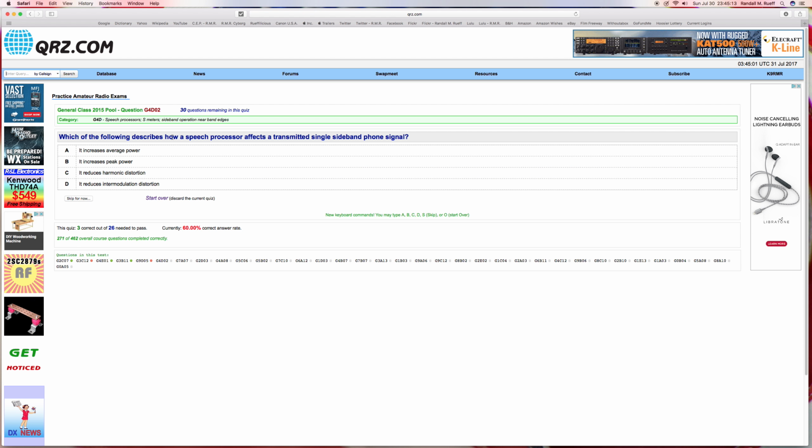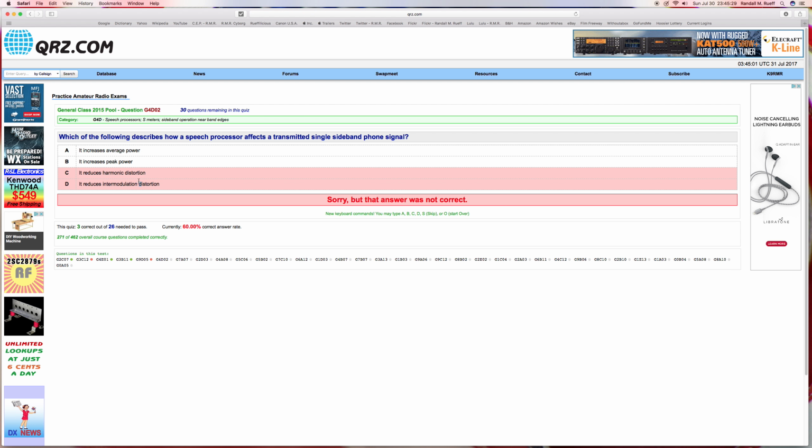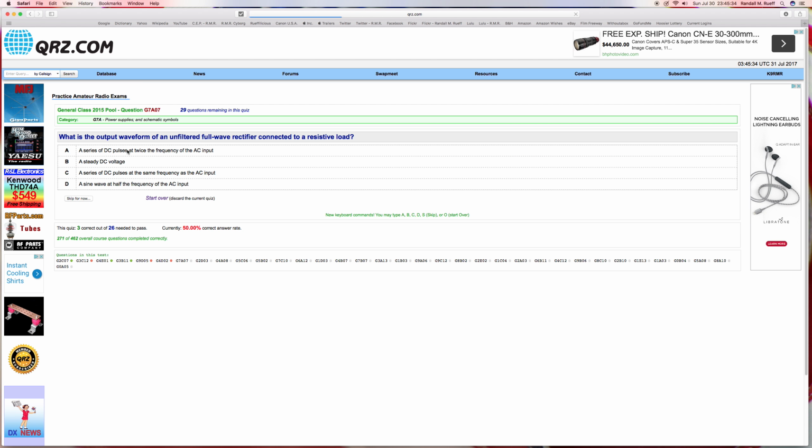Which of the following describes how a speech processor affects a transmitter? It reduces harmonic distortion. It increases peak power. Average power? Okay, that makes sense, I guess. Why would it increase there? It just increases the whatever. Okay. Not the maximum, but the average. Okay. Average. What is it?